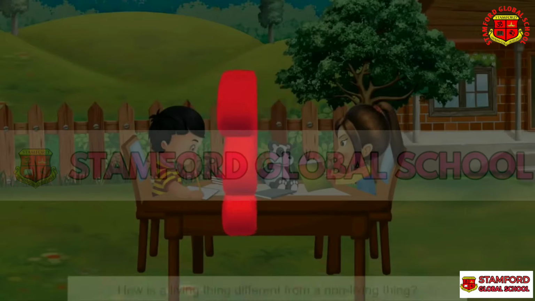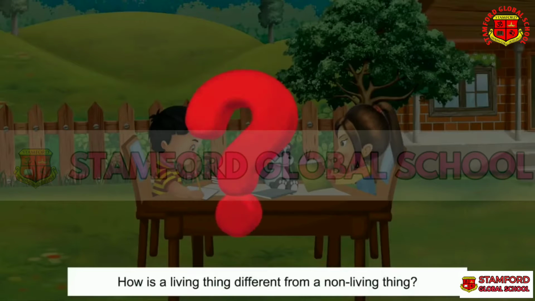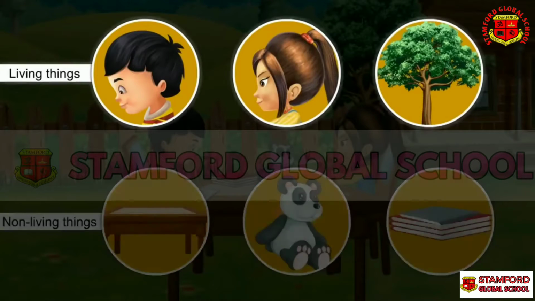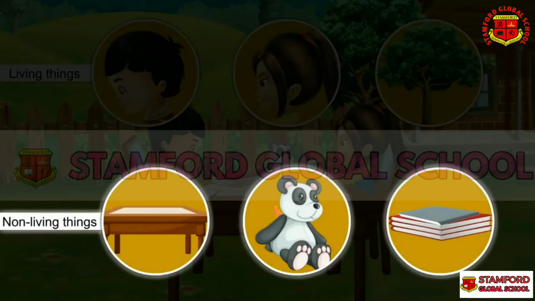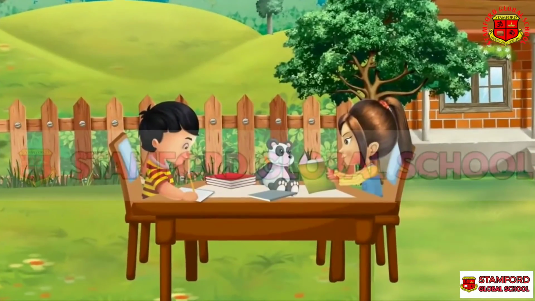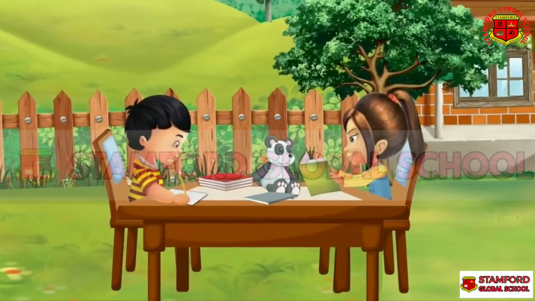Do you know how a living thing is different from a non-living thing? Well, there are certain characteristics that a living thing has but a non-living thing doesn't. Come, let us look at these features one by one.